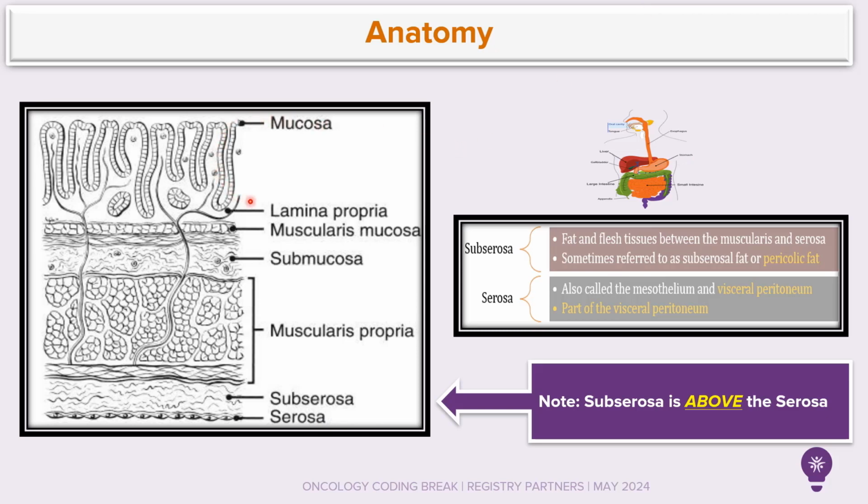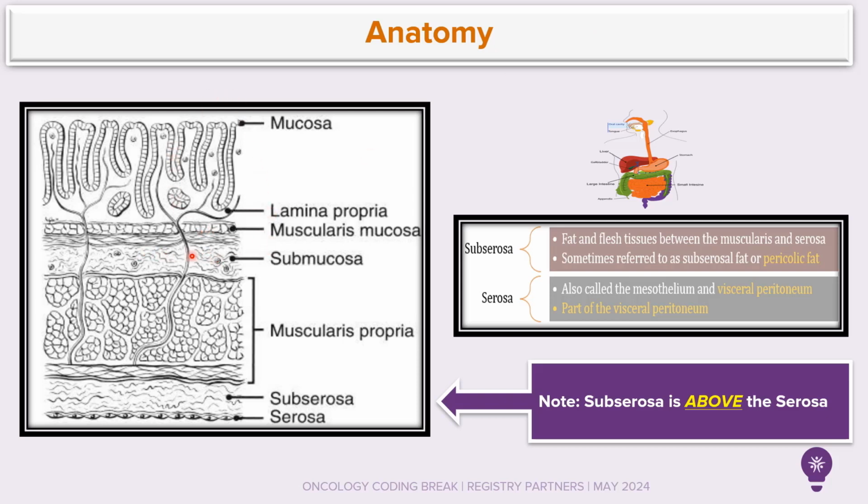Now the mucosa, that's the epithelial layer. The food would be up here. This is where you're going to be doing your absorption. The mucosa ends with the muscularis mucosa, which is a very thin layer of muscle, and you will sometimes see that in the path report where they'll be talking about that thin layer of muscle. So all of this is the mucosa.